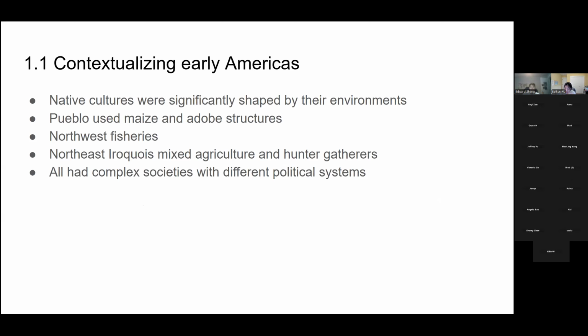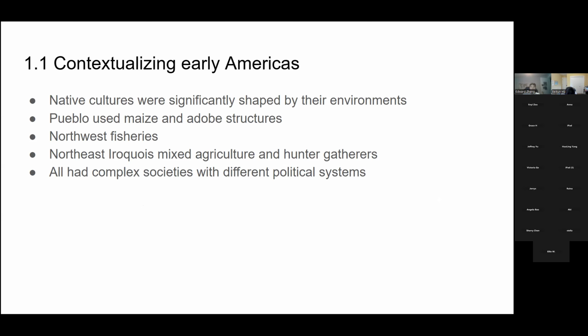So let's get into Unit 1.1. This is about contextualizing early Americas. So this is all about native cultures, the natives that were around here before this time. You don't have to know the Aztec, what were the other ones? The Maya, the Inca. You'll have to know those later, but not for this one. So 1.1 is all about that.